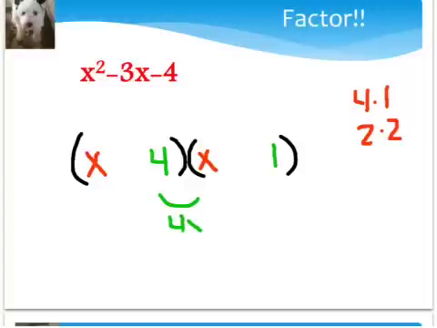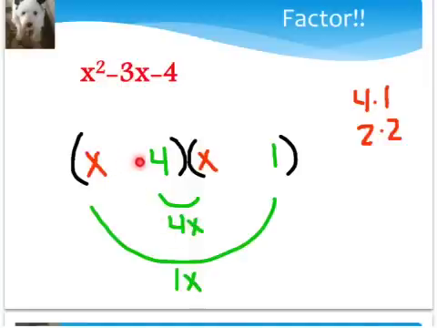When I do this, I get 4x. When I do this one, I get 1x. Which of those is bigger? That's this one, the 4. I can't put the sign in front of the x. See how that doesn't make sense? You can't put a sign in front of the x. So my negative has to go right there in front of the 4, which leaves me with a plus here.